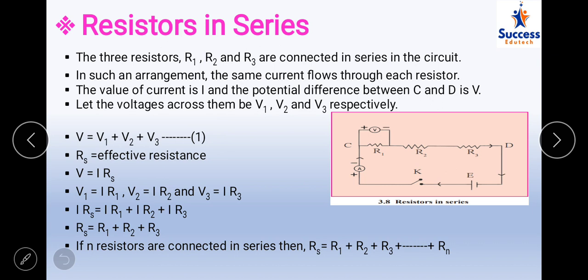So the value of current is I. Here, a potential difference is connected. That is a cell. Key is connected.